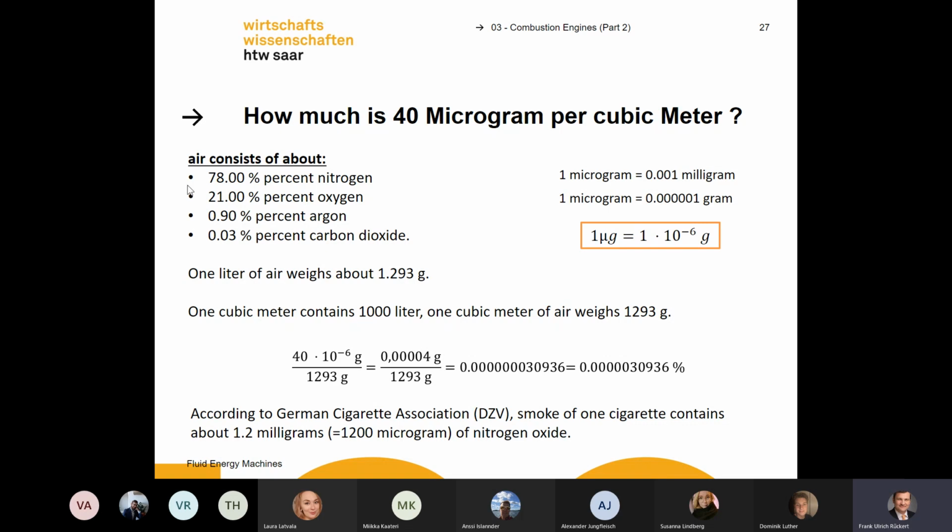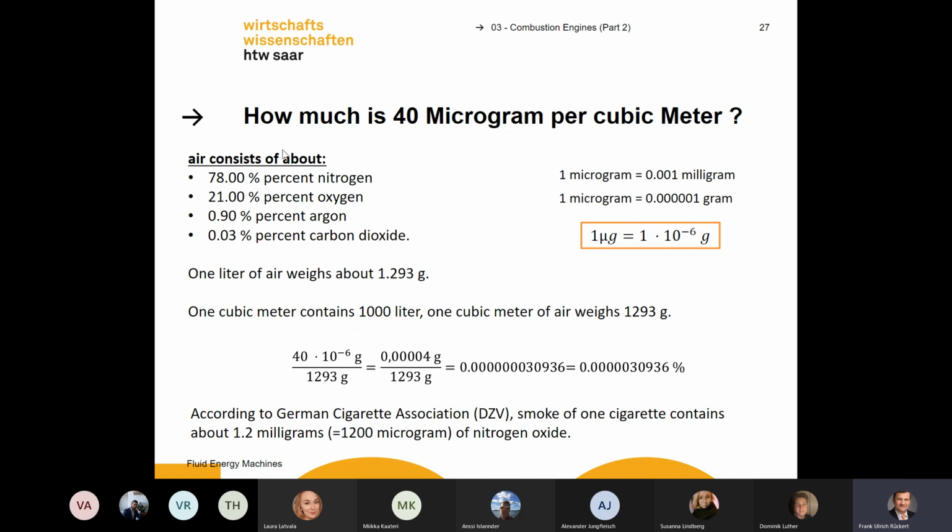How much is 40 micrograms per cubic meter? A cubic meter of air is about, let's say, 1.2 kilograms, 1,293 grams to be exact. And if we now compare 40 micrograms with 1.2 kilograms, we get a value with many, many zeros. So we have a really, really low value.